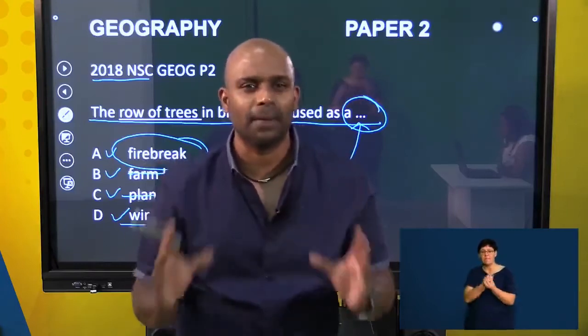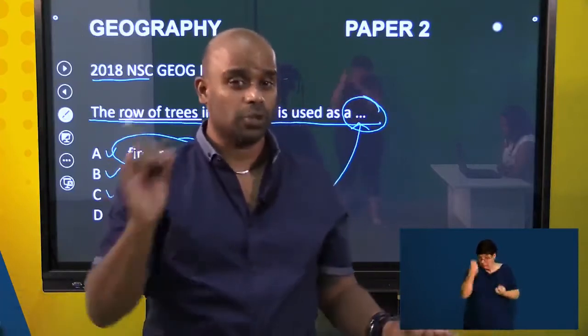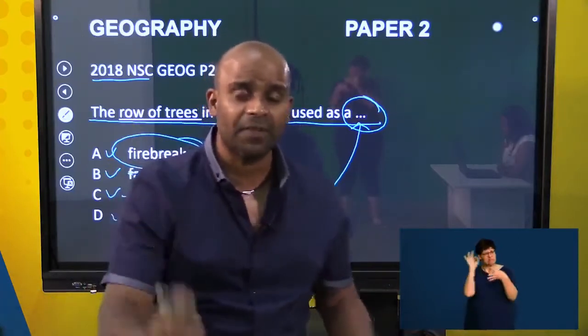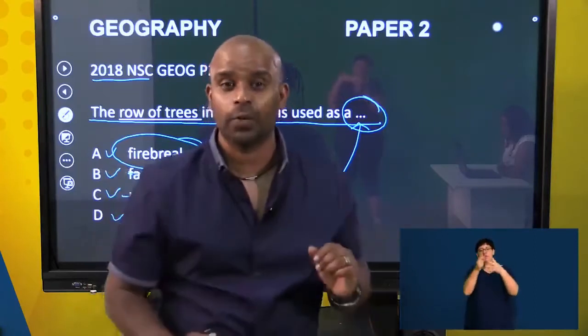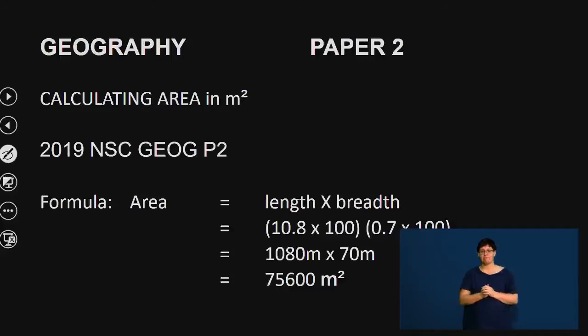Multiple choice is simple, but it can get difficult if you don't know what you're looking for. So be precise, be specific. Go to the point and answer the question. Moving on. The next example is an example of what to expect in question 2.